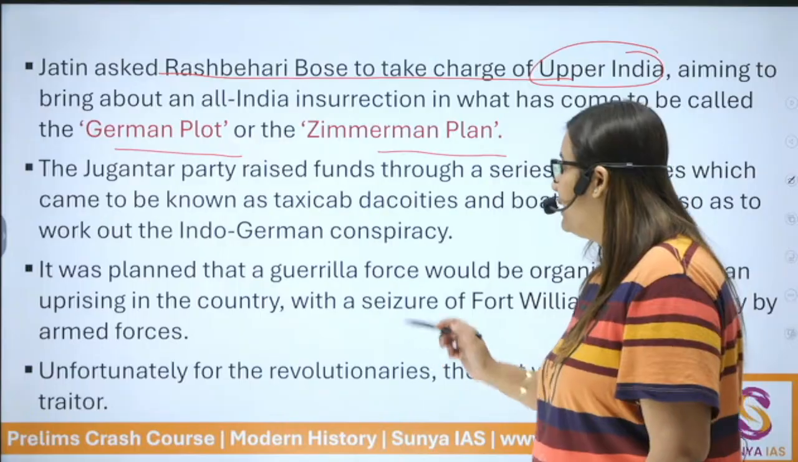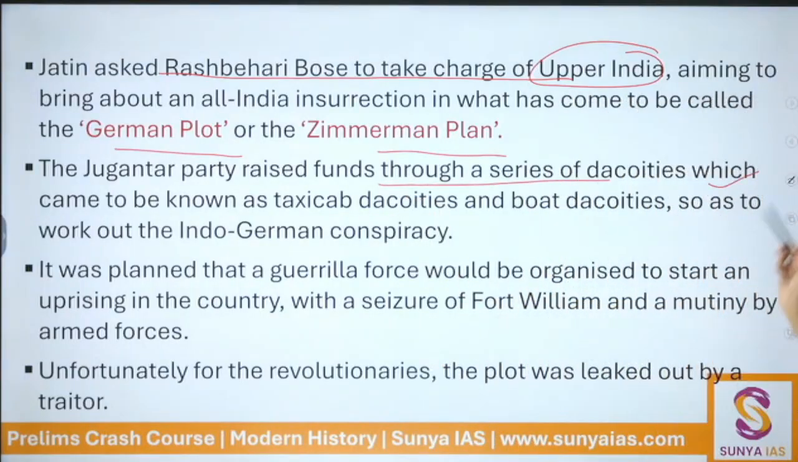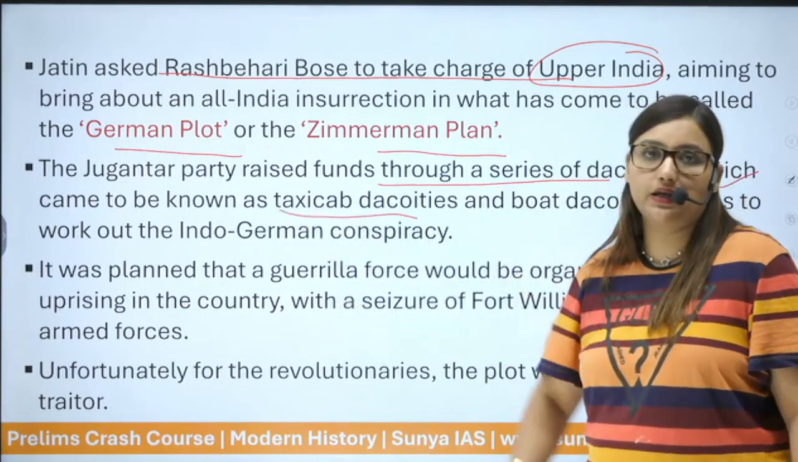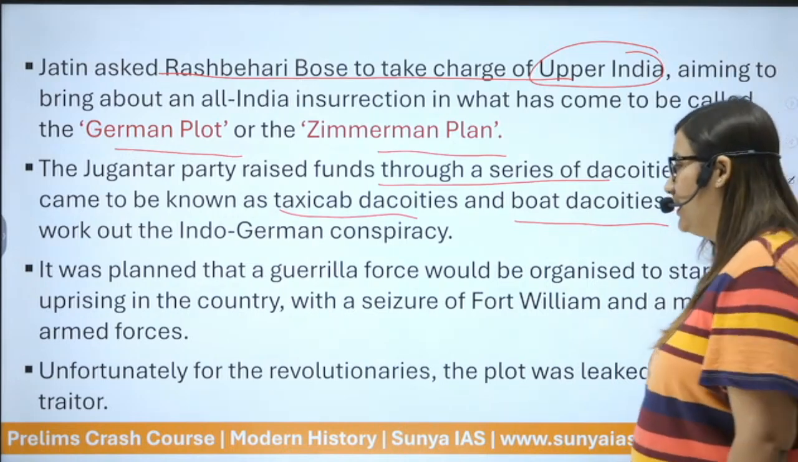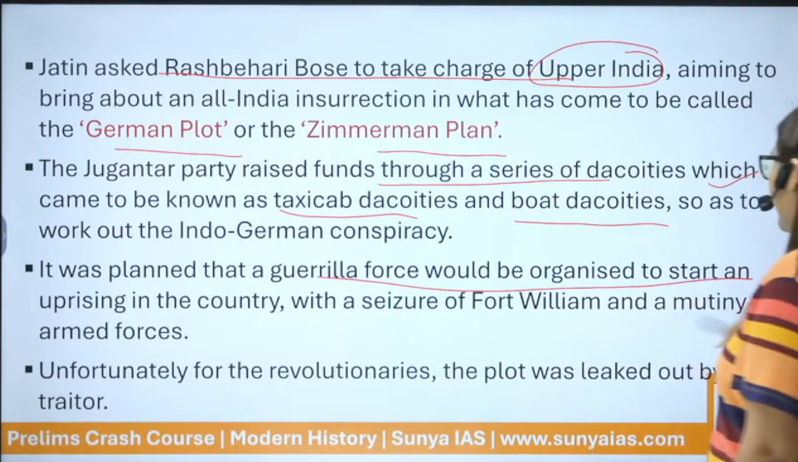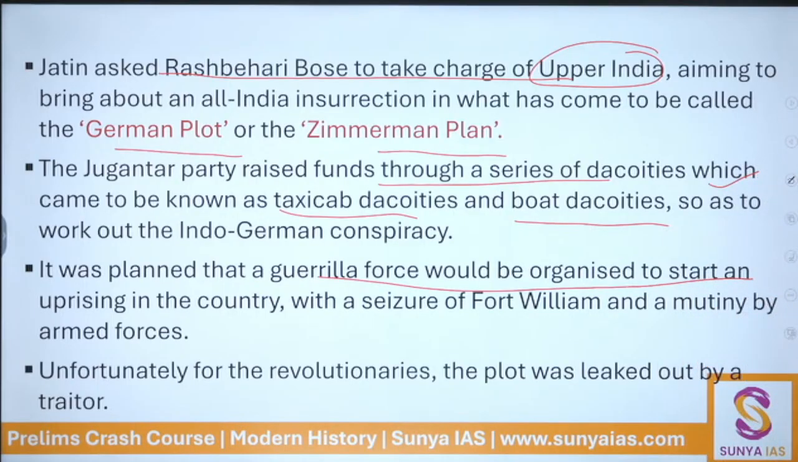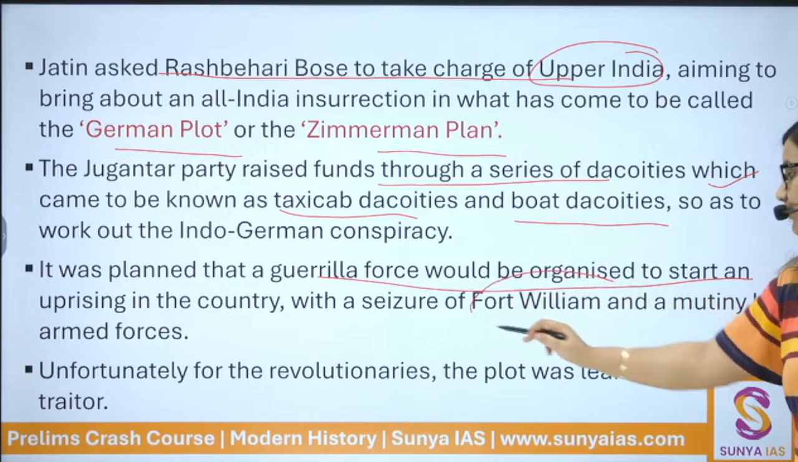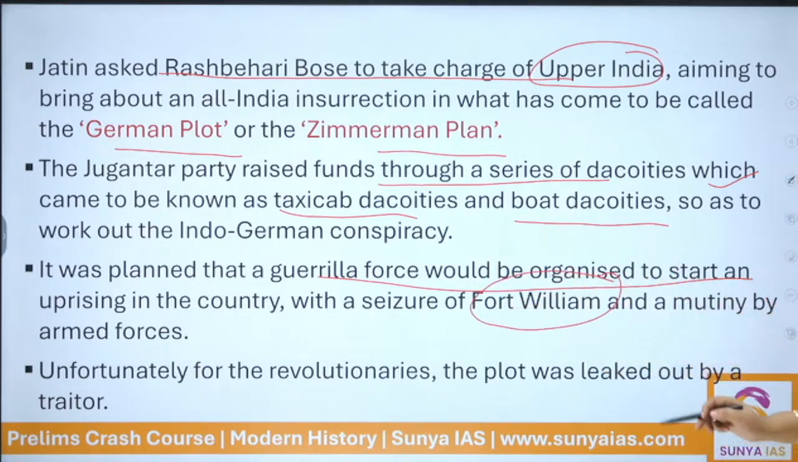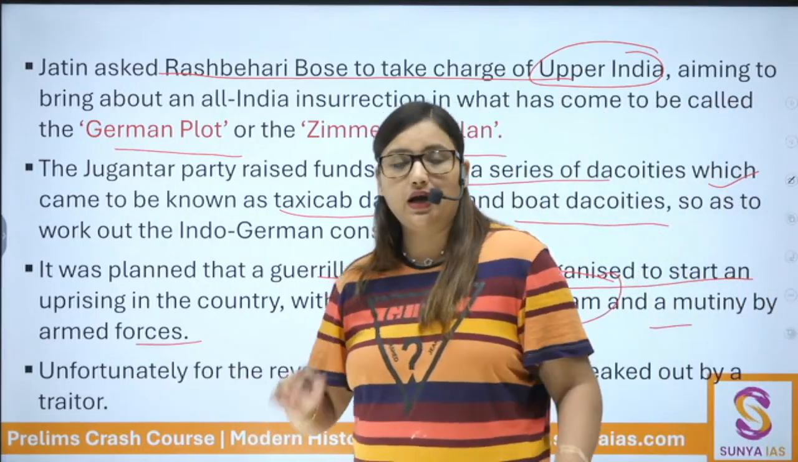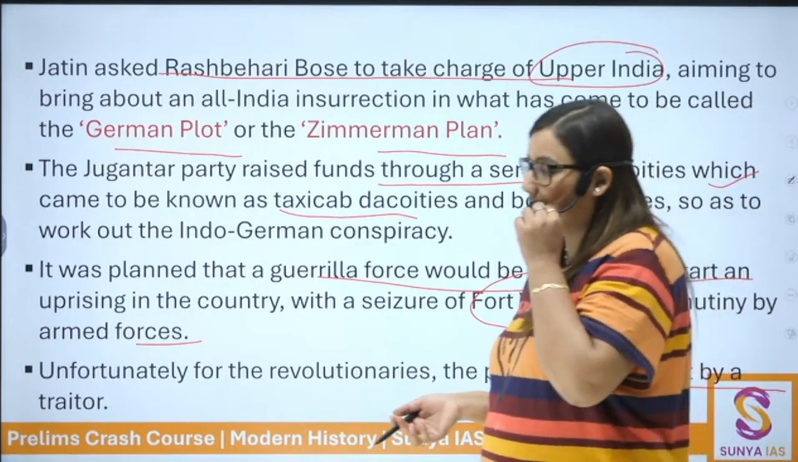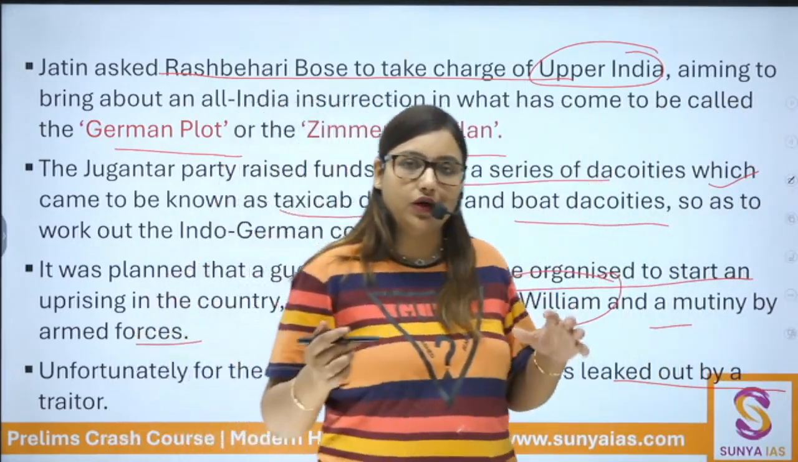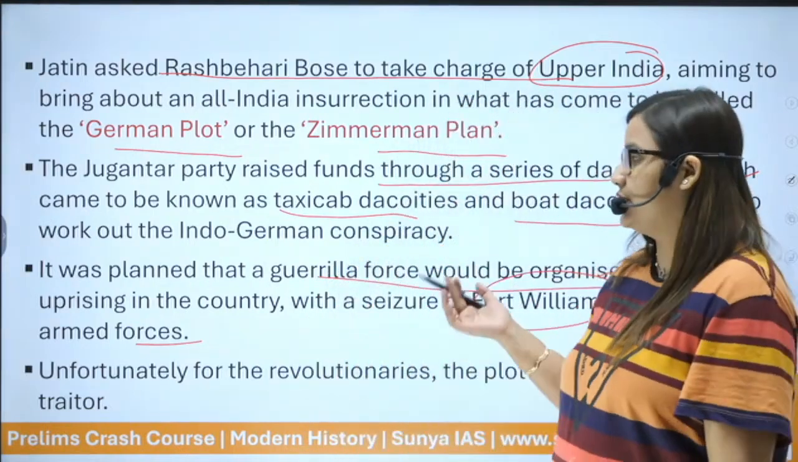The Jugantar party raised funds through a series of dacoities which came to be known as taxi cab dacoities and boat dacoities, so as to work out the Indo-German conspiracy. It was planned that a guerrilla force would be organized to start an uprising in the country, with the seizure of Fort William and a mutiny by armed forces. They planned everything in a very good way. Unfortunately for the revolutionaries, the plot was leaked by a traitor. They had a traitor who was not with the team, and that's why this conspiracy failed.